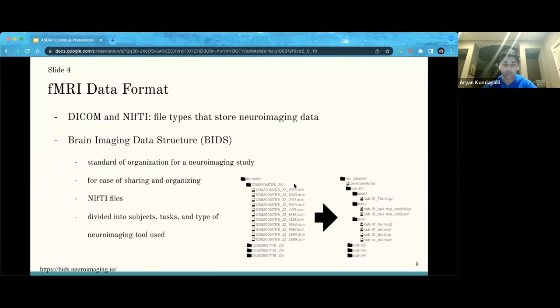BIDS. In total, our NIfTI files were organized according to the BIDS system, and that is a standardized file organization format. In this format, files are organized into different tasks and different neuroimaging techniques, and ultimately different patients or different subjects.